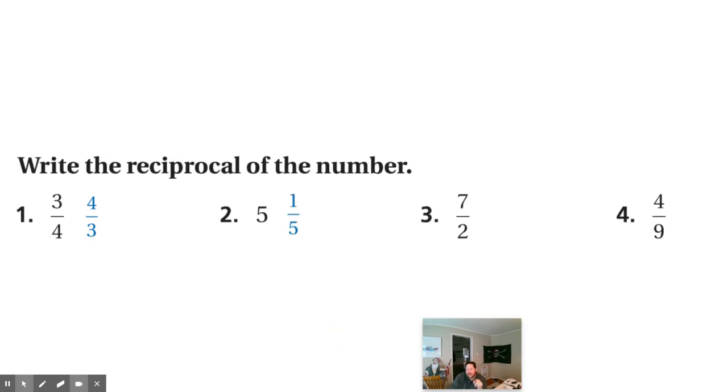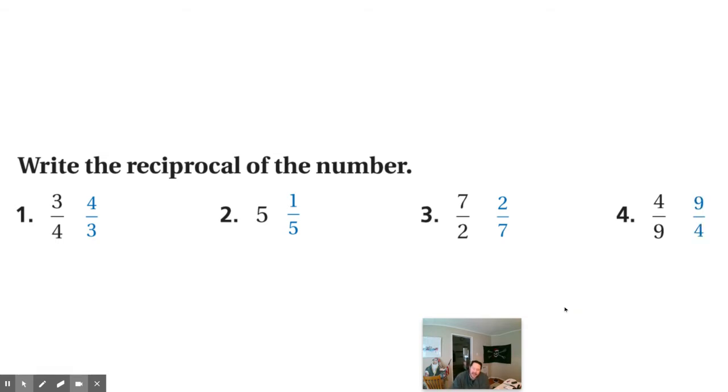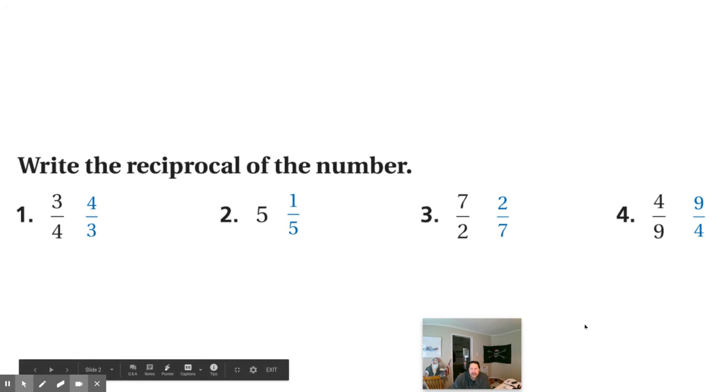And if you're not sure why, see me during on-demand time. I'll help you out. What's the reciprocal of 7/2? Also known as 3.5. So what's the reciprocal of 3.5? 2/7. Yes. And the last one, what's the reciprocal of 4/9? It is 9/4. Okay, so that's reciprocals. If you have any questions about that, see me.